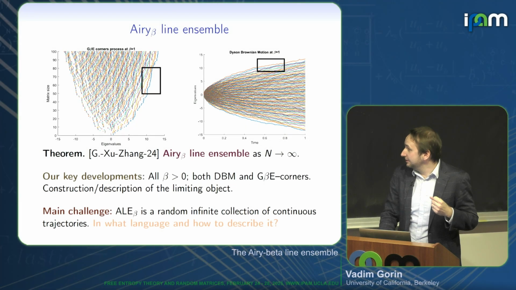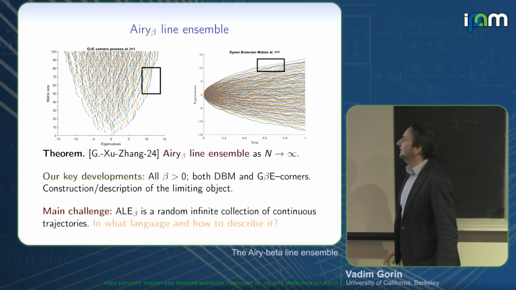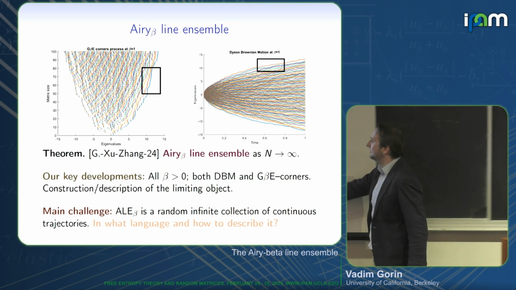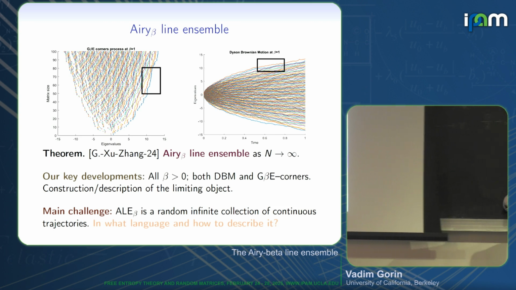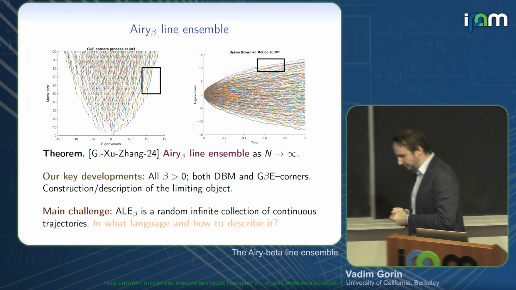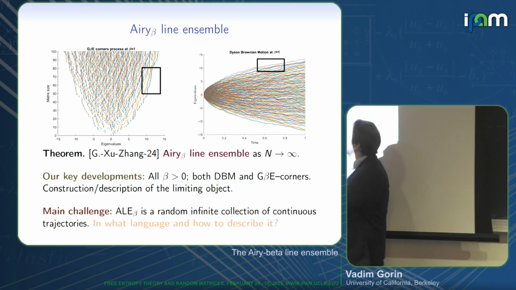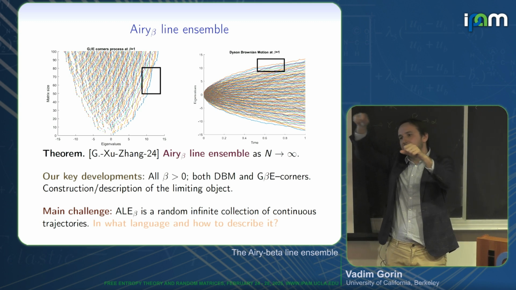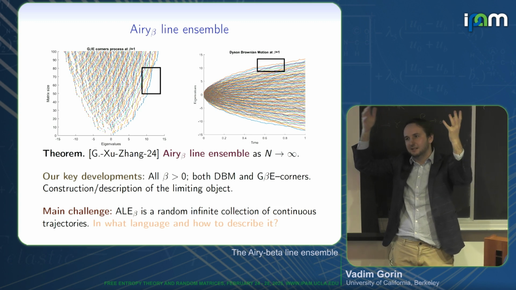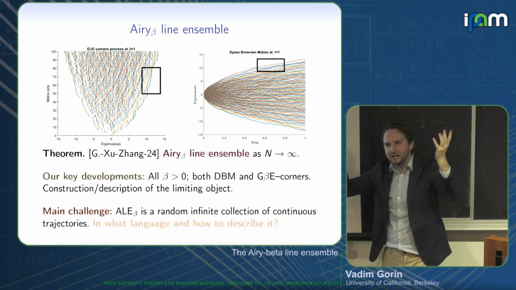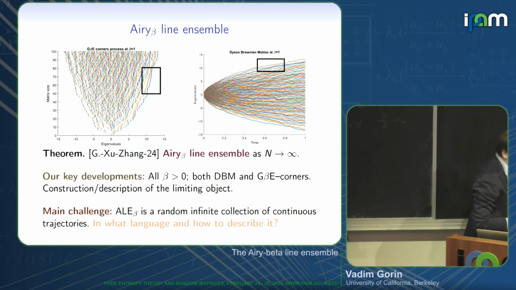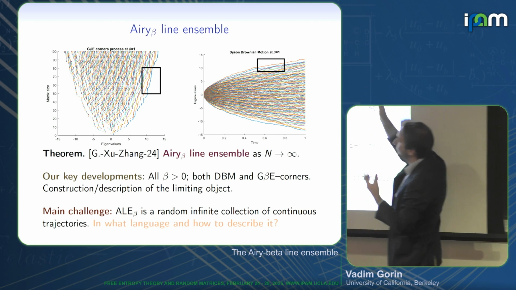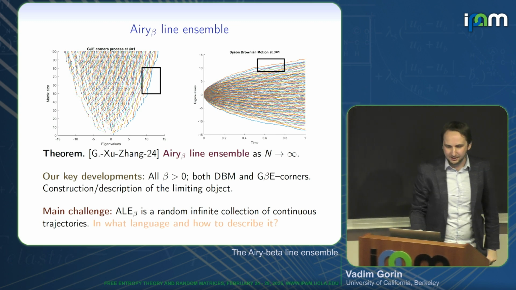So, compared to these results, what is our key development? Our key development is that we covered all positive beta in a uniform way, both Dyson-Brownian motion and the Gaussian beta corners process, and more importantly, we managed to construct this limiting object. Because if you think about what the main challenge is in analyzing these scaling limits, it is that your limiting object is an infinite collection of paths, an infinite dimensional random object. So how do you describe it? What is the right language to use? That was the difficulty, finding a language which will work for the description of this Airy-beta line ensemble.